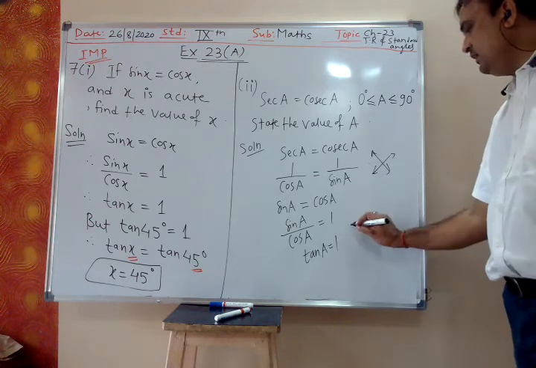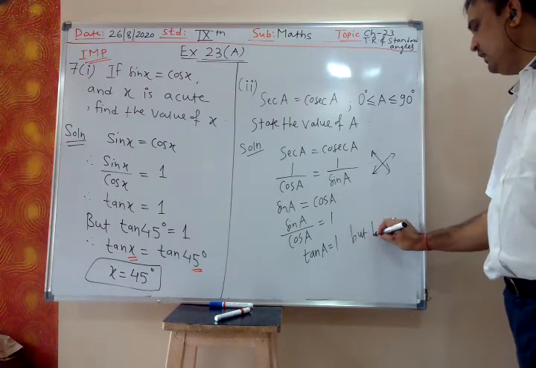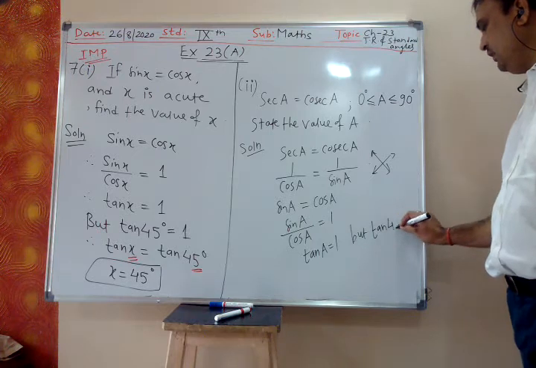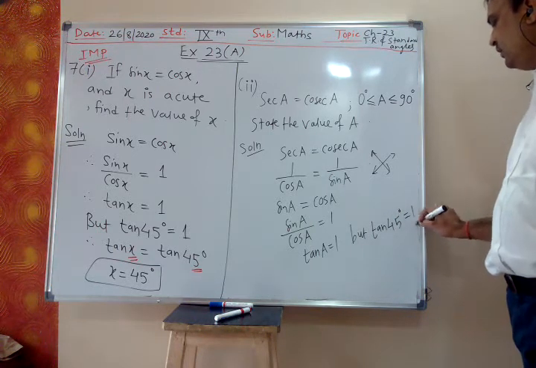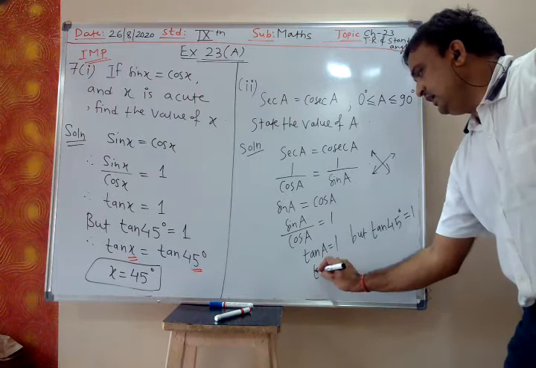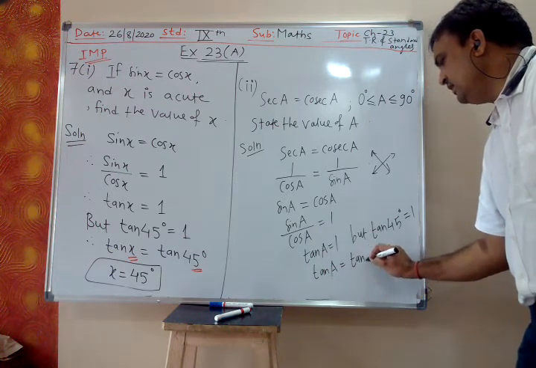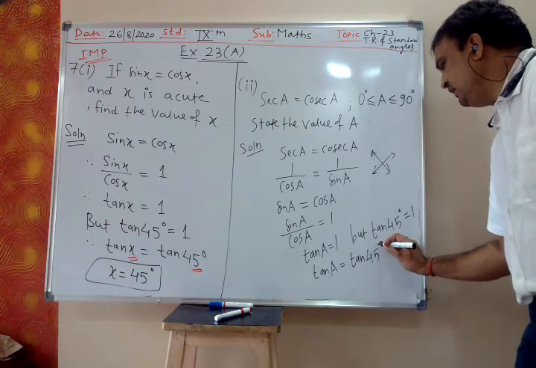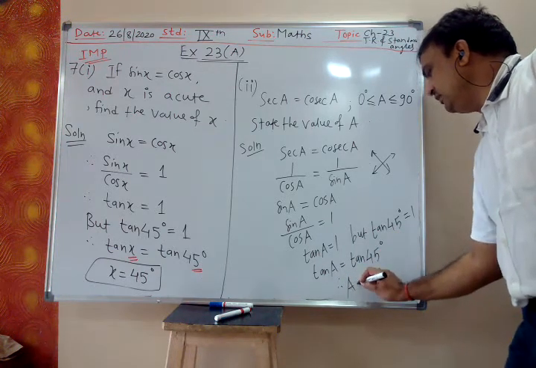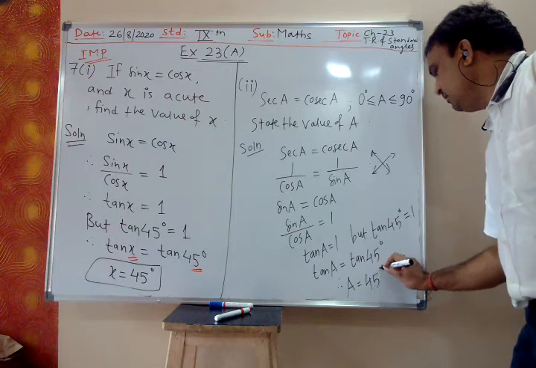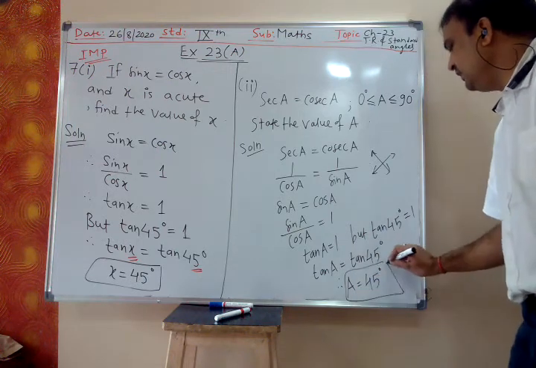But tan of which angle is 1? Yes, tan of which angle? Tan 45 degrees is 1. So you will get tan A is equal to tan 45. Same answer. Tan A is equal to tan 45 degree. That will give you A is equal to 45 degree. My angle A is 45 degree.